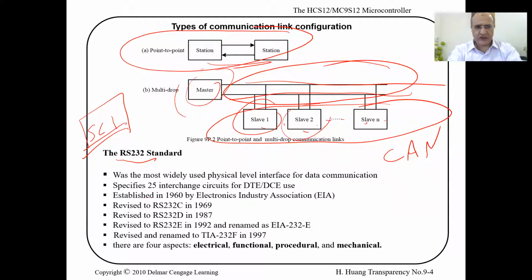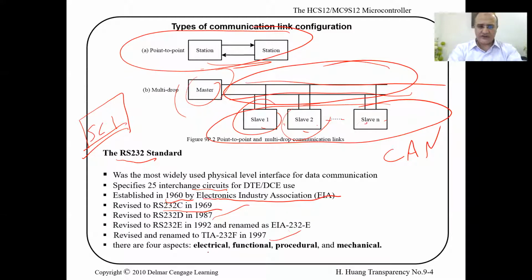This is some history. The RS-232 standard specifies the standards of many circuits used in this. It started in 1960 by the Electronic Industry Association, EIA, and that's why it's sometimes called EIA-232. Then it was revised in 69 and 87, and the last revision was in 97.